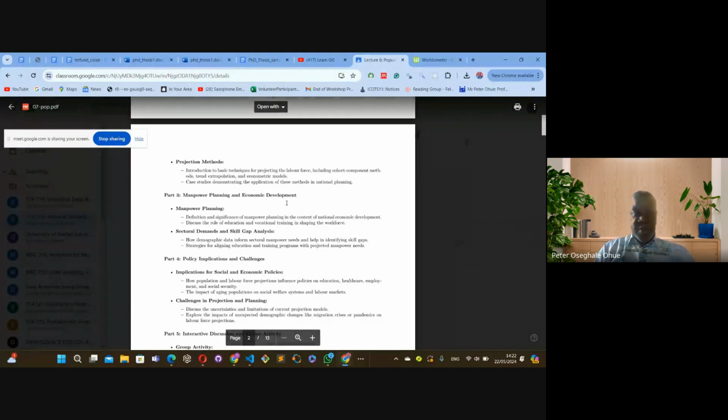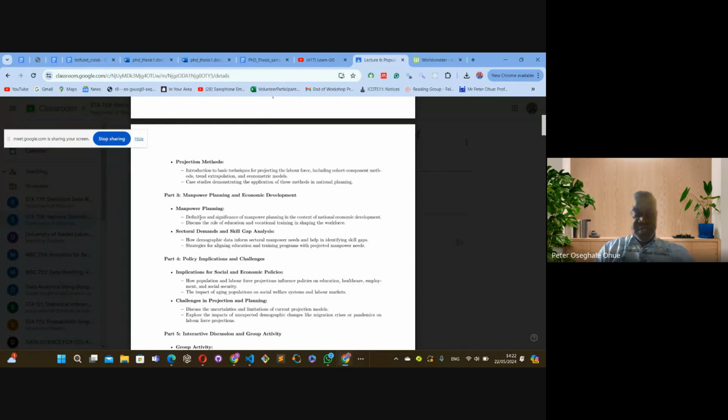So, manpower planning and economic development. We'll look at manpower planning, define it, and discuss the role of education and vocational training in shaping the workforce. I particularly like this subtopic. One would think that it is the role of formal schooling that shapes the workforce, but no, it's also vocational training. So don't think it's unusual when you have to learn a soft skill or a hard skill, maybe hand work or vocational training, to support your formal education. It's a global trend and it's beautiful.